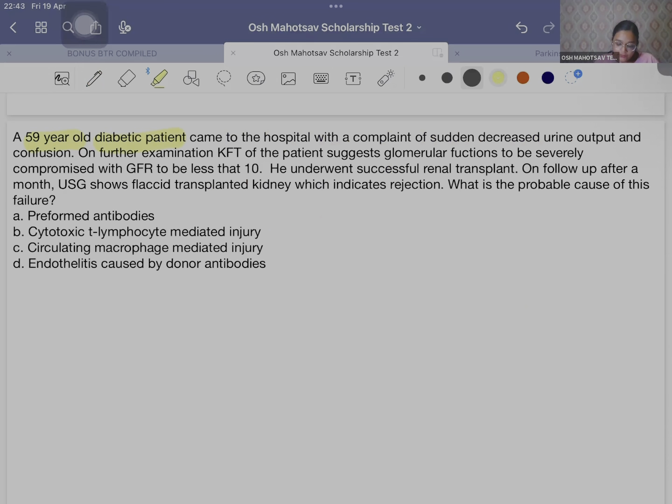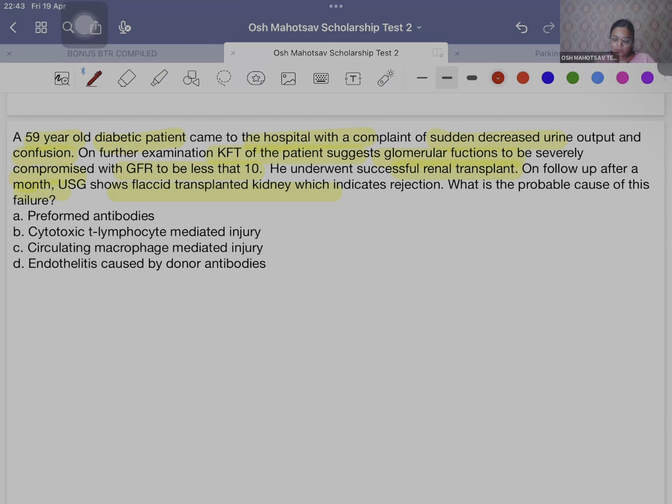A 58-year-old diabetic patient came to the hospital with a complaint of sudden decreased urine output and confusion. On further examination, KFT of the patient suggested glomerular function to be severely compromised with GFR less than 10. He underwent a successful renal transplant, and after a month, the transplanted kidney is fine.